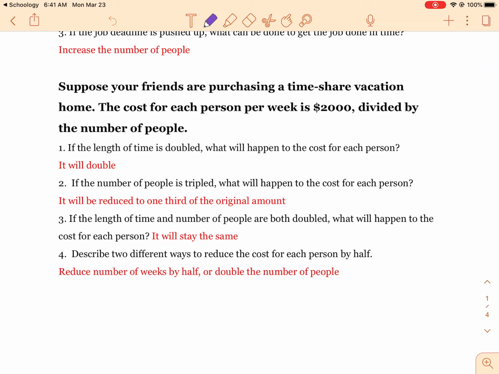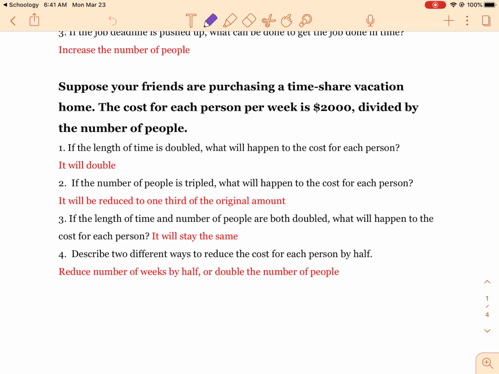That doubles too. Well, what if the number of people triples? What happens? It'll be reduced to 1/3 of the original amount. What if the length of time and the number of people are both doubled? What happens to the cost for each person? It ends up staying the same because of the way those are related to each other.